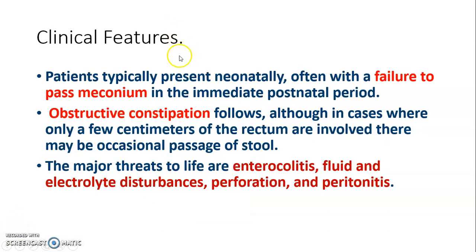So, how does the patient present? Patients typically present neonatally with failure to pass meconium in the immediate postnatal period. Obstructive constipation follows, although in cases where only a few centimeters of the rectum are involved, there may be occasional passage of stool. So, depending on which part and how much of the part is affected, the clinical features vary. The major threats to life are enterocolitis, fluid and electrolyte disturbances, perforation, and peritonitis.